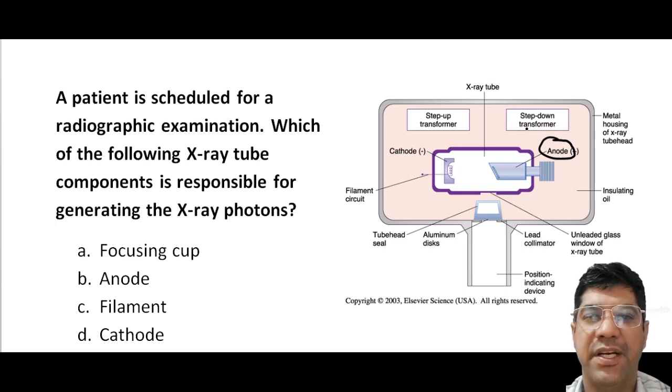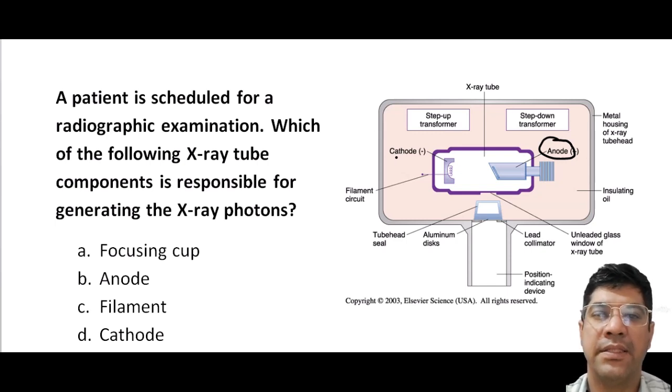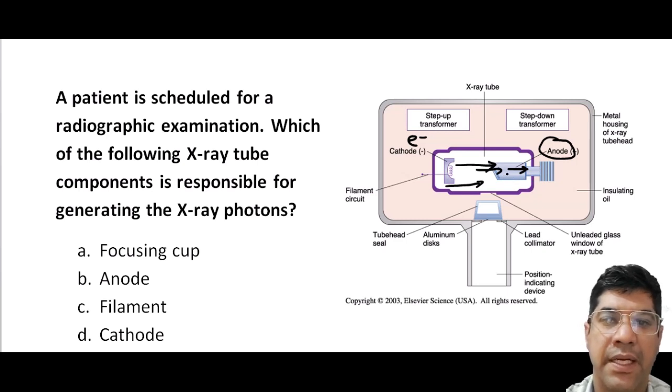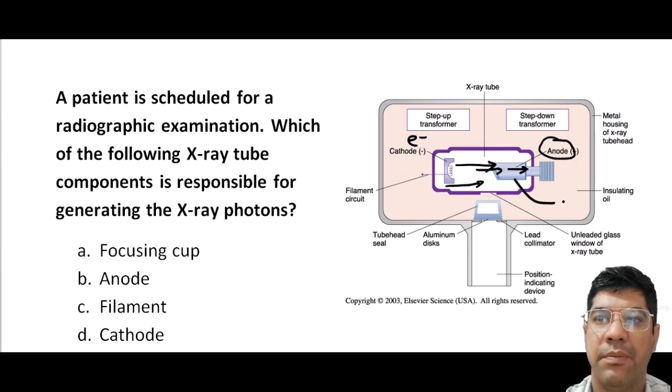So in an X-ray tube, the anode is responsible for generating the X-ray photons. When high energy electrons from the cathode strike the anode, they interact with the target material in the anode, producing the X-ray photon.